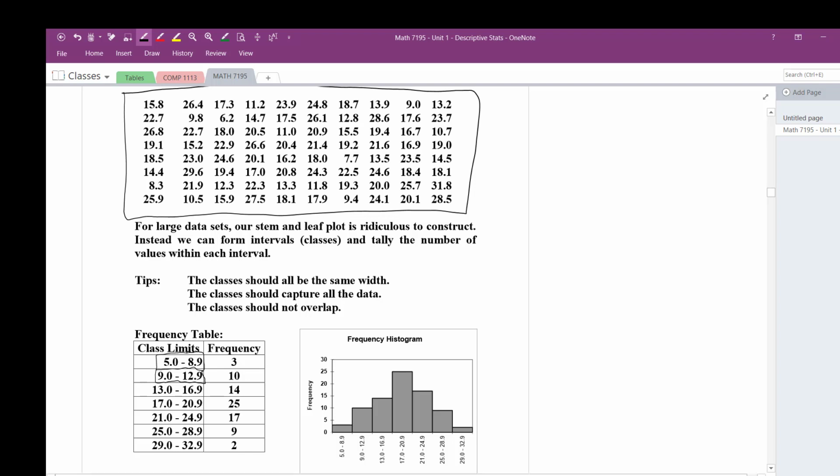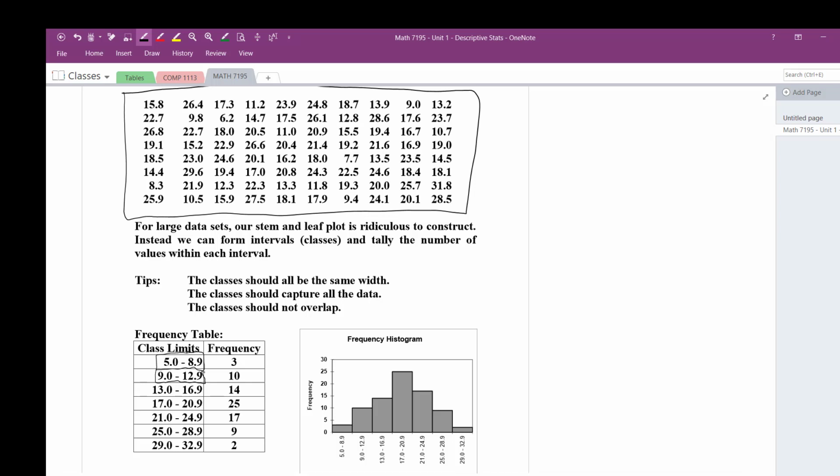So I scanned through the list and I saw that I didn't have any values under 5, and 5 was a nice number, so I started at 5. Why did I make them 4 units wide? Just because I could. I probably, more naturally, would have made my first category from 5.0 up to, say, 9.9 and made them all 5 units wide instead, but hey, I'm a rebel.